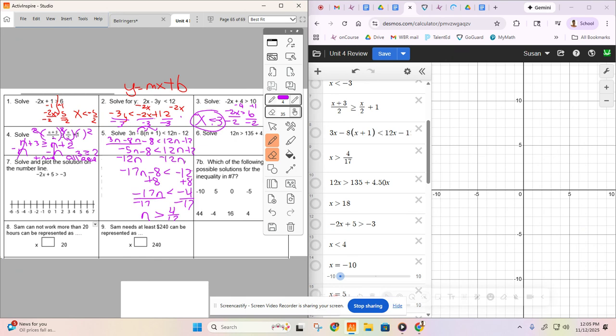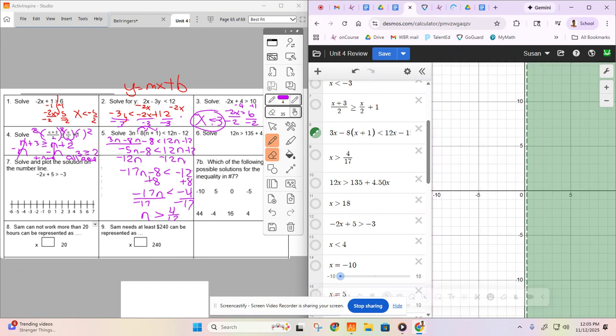When I look to see where that original inequality was, right here, I changed it to x's, but 3x minus 8 times the sum of x and 1 is less than 12x minus 12. This is the graph I have. I got this answer that x is greater than 4/17. So 4/17 is correct. They are the same graph.